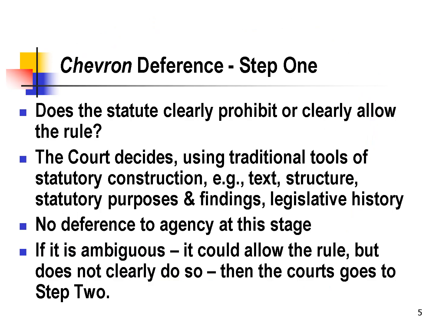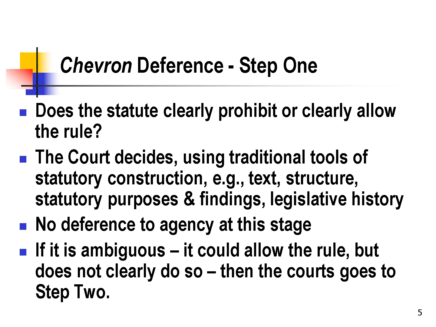The court established a two-step test in Chevron. The first step is to read the statute and to see whether it clearly prohibits or clearly allows the rule. At step one, the court is just doing ordinary statutory interpretation, looking at text, the structure of the statute, statutory purposes, and even legislative history.